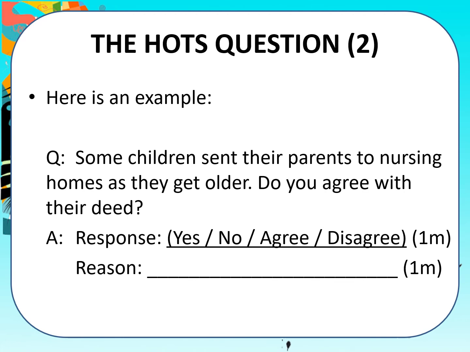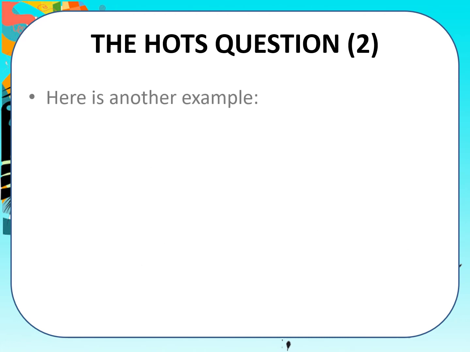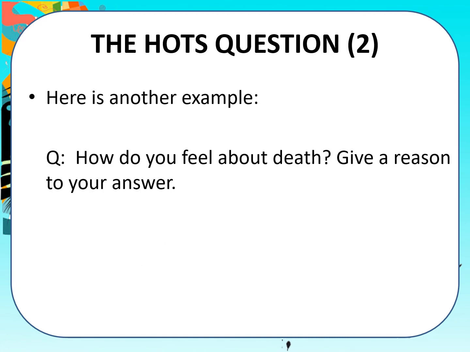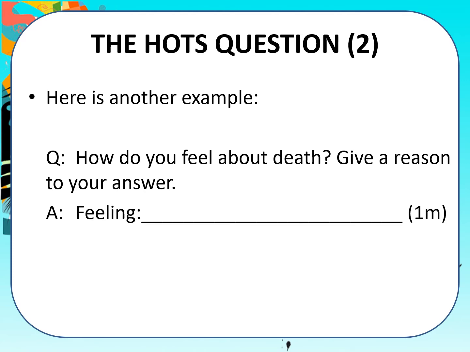Let's look at another example. Okay, how do you feel about death? Give a reason to your answer. So this question is a bit different, or rather a bit more difficult compared to the first one. For the first one, the answer is only yes or no, agree or disagree. But for this one, you need to give an adjective, a feeling. How do you feel? For example, I feel scared.